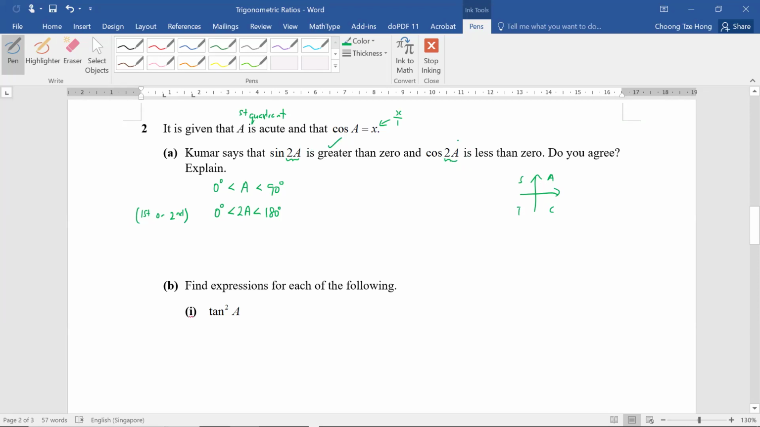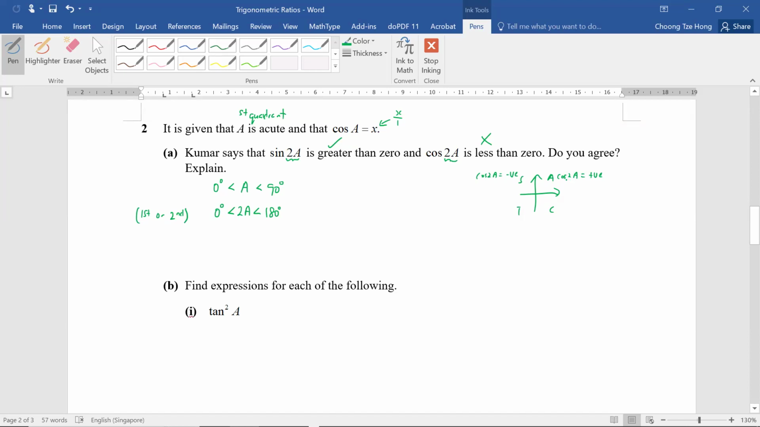But how about cosine 2A? Is it less than 0? Cosine 2A is more complicated, right? Because now 2A can be first or second quadrant. If it's first quadrant, then cosine 2A is positive. But if it's in second quadrant, cosine 2A is negative. So in other words, this statement is wrong, right? Because this statement says that cosine 2A is less than 0. But it could also be positive, right? If 2A is in the first quadrant. So this statement we will not agree with.